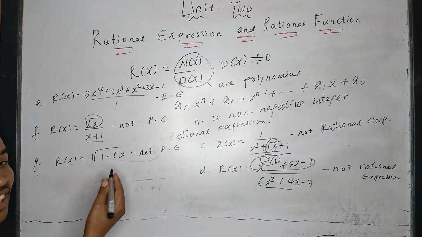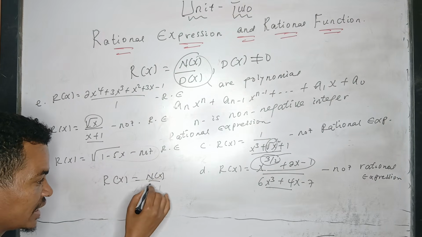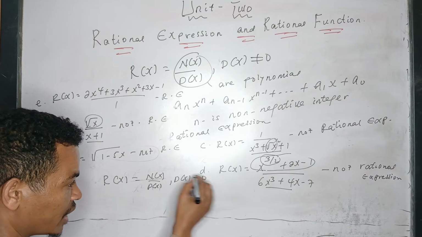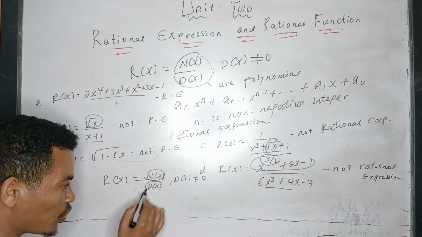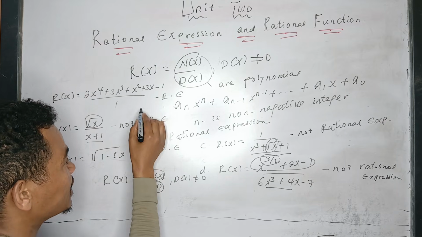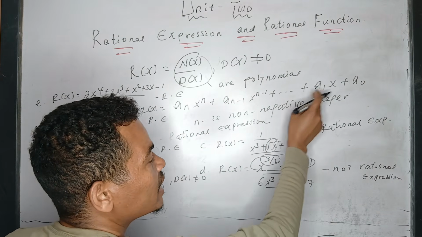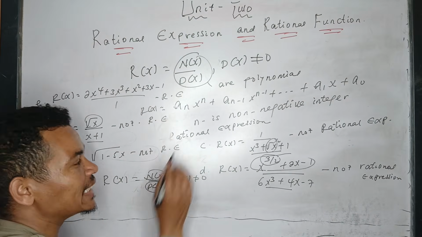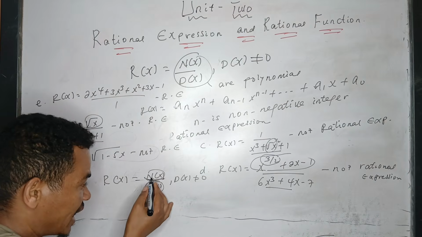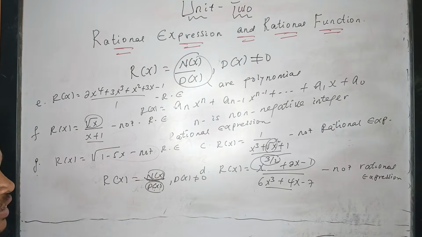So in general, for the given expression to be a rational expression, it has to be written in the form n of x over d of x, where n of x is the numerator and d of x is the denominator. In this case d of x must be different from 0, and n of x and d of x must be polynomials, written in the form a_n x to the power of n plus a_(n-1) x to the power of n minus 1 plus and so on, plus a_1 x plus a_0, where n is a non-negative integer. The domain of both n of x and d of x must be the real numbers.